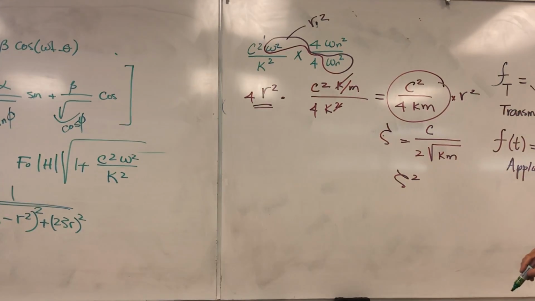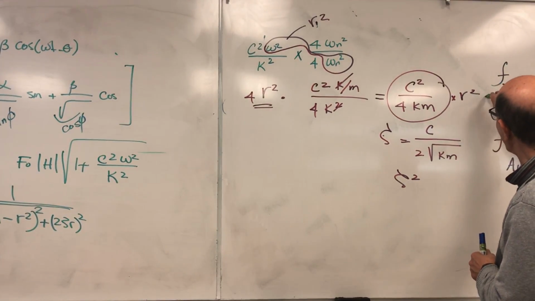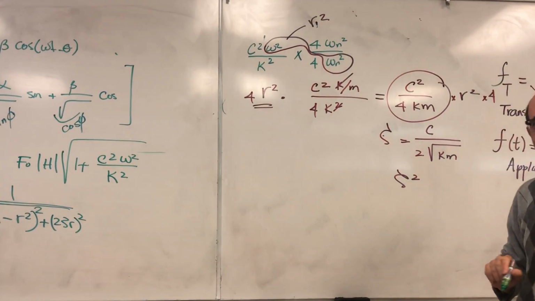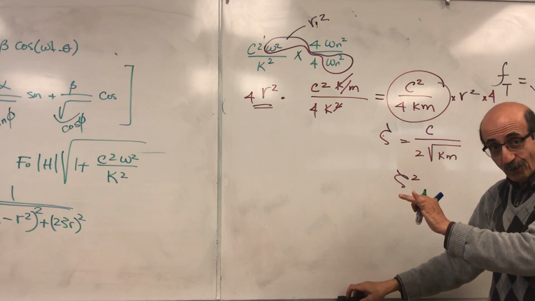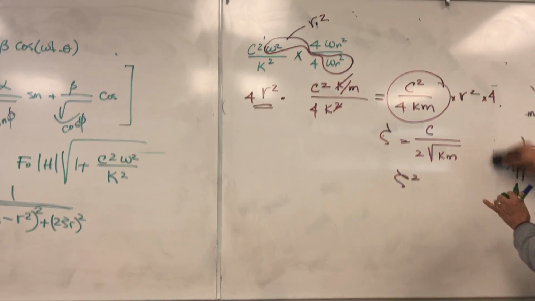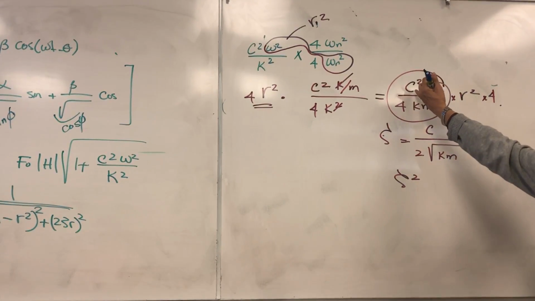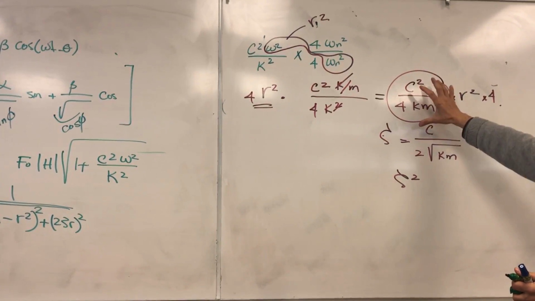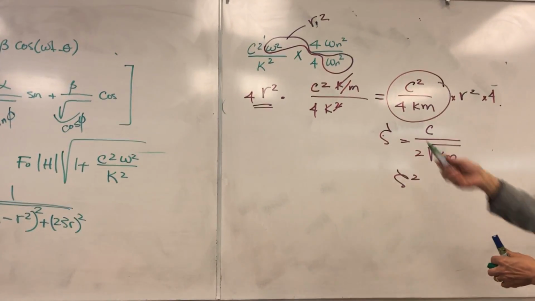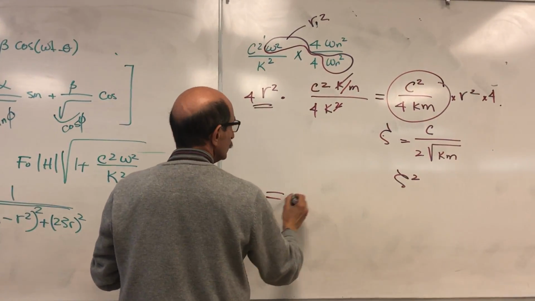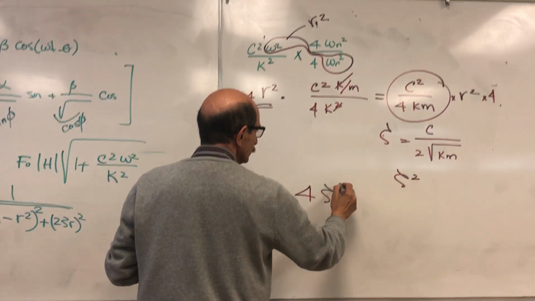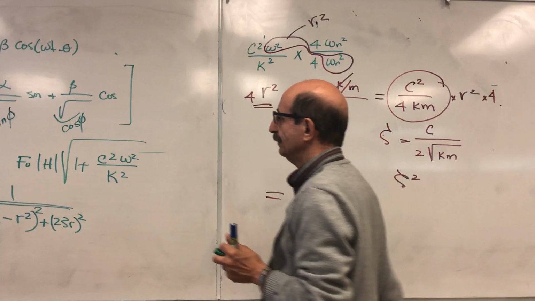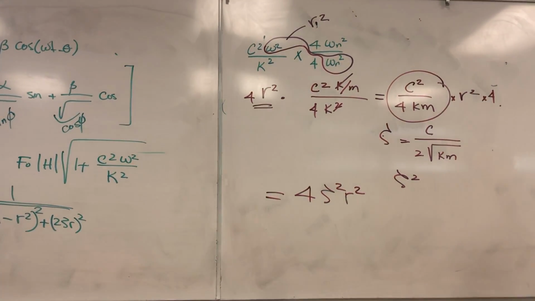What about the 4 in front of the r squared? That is 4 also. Isn't the 4 cancelled out? No, I don't want to cancel it out intentionally. I keep it there because I separate those two, because this part becomes zeta squared. So this whole thing then becomes 4 times zeta squared r squared. That's why I kept it, right?